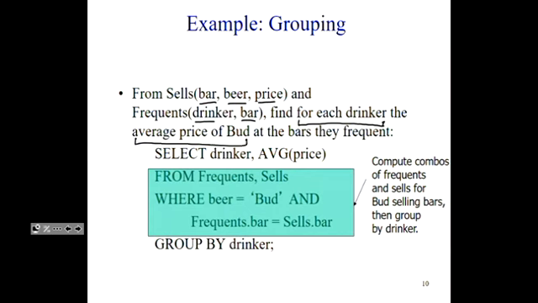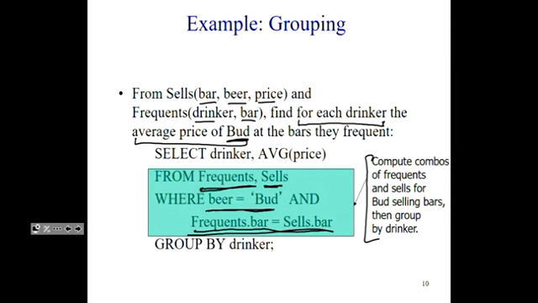So once again, I'm starting from the frequency and the cells relation. These are listed in my from clause. I want to focus on the bud tuples. So I immediately apply this beer is equal to bud condition. So I eliminate all of the tuples that don't satisfy that condition. And then I have this frequency.bar is equal to cells.bar, which is implicitly doing an equijoin between these two relations of frequency and cells. So I've computed combinations of frequency and cells for the bud selling bars. Okay, so that's what I've done with the from and where.